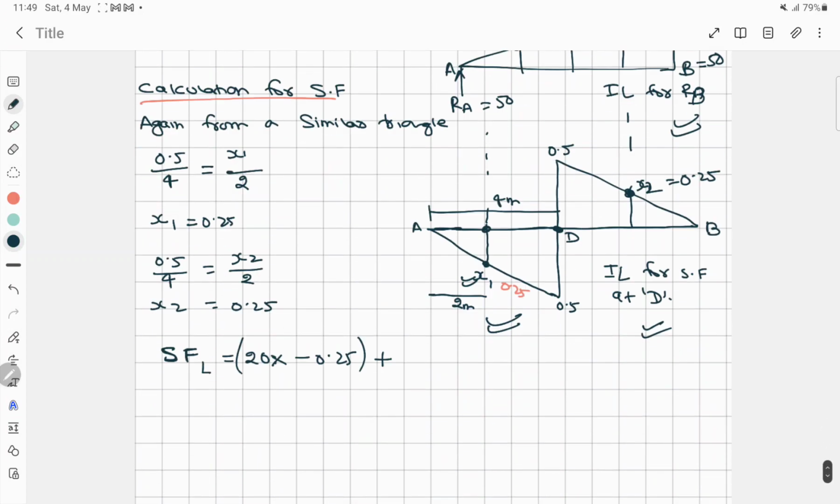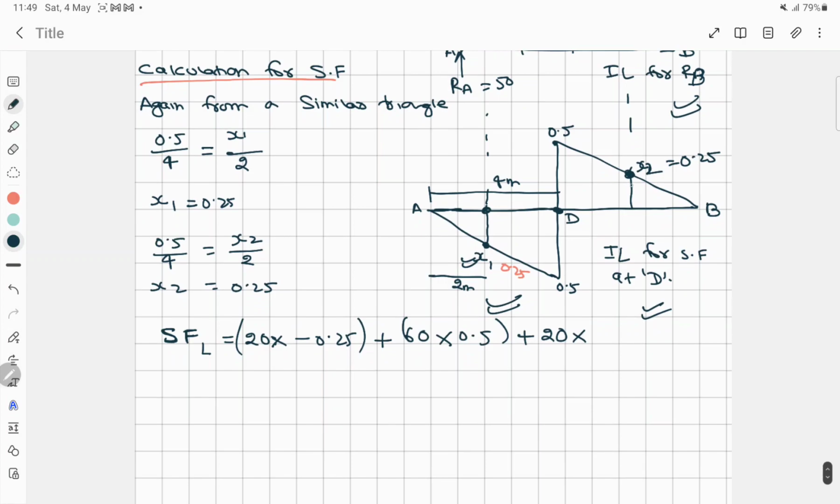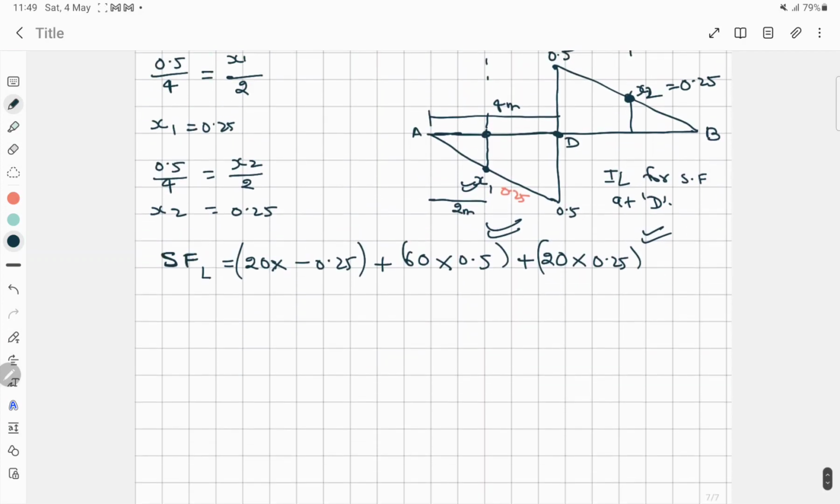is 60, so 60 into, this is negative, but when we are starting from the left, we have to take the positive value here, so we'll take the positive value, that is 0.5 plus, again the load was 20 into the corresponding ordinate, again 0.25. So we can get the value of shear force from the left end, that is 30 kilonewton.